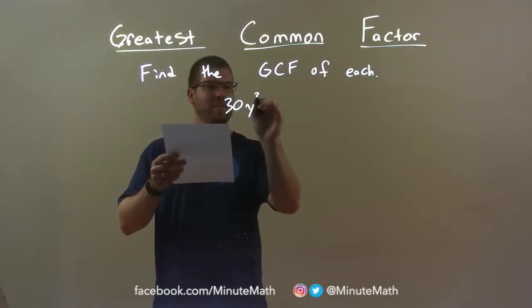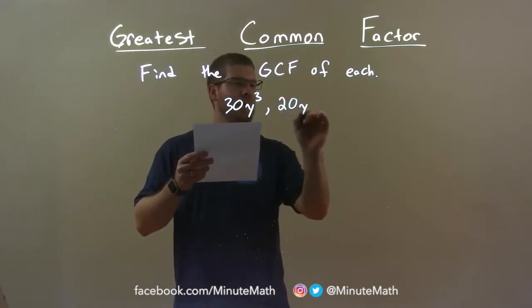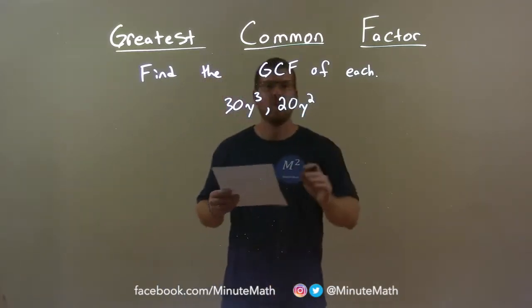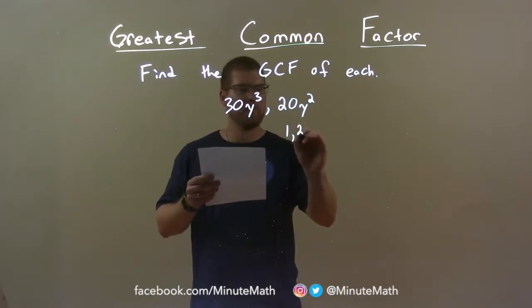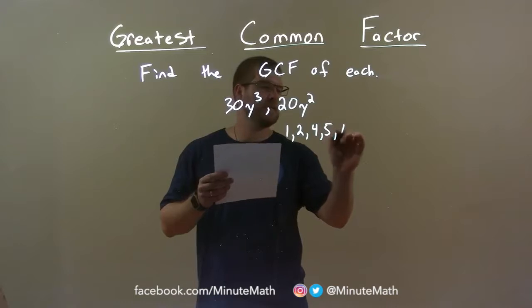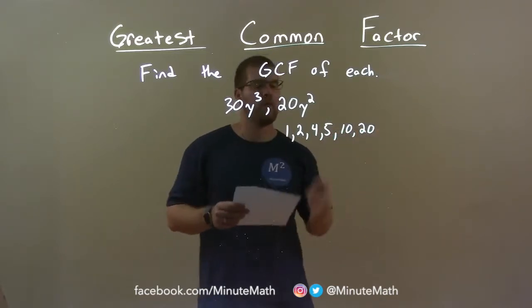30y to the third and 20y squared. Okay? Well, let's start with the smaller number, 20. What are the factors of 20? Well, we have 1, 2, 4, 5, 10, and 20 are the factors of 20.